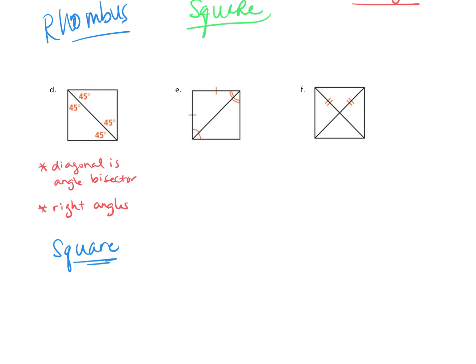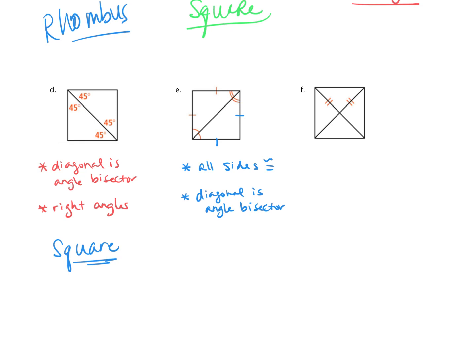All right, next one, what do we know? We can see that all the sides are congruent. It's a parallelogram, so we know the opposite sides will be congruent, and all four of those sides are the same measure. So when all four sides are congruent, this is either going to be a rhombus or a square. What else do we know? We know that the diagonal is an angle bisector. That's true for a rhombus and that's true for a square.